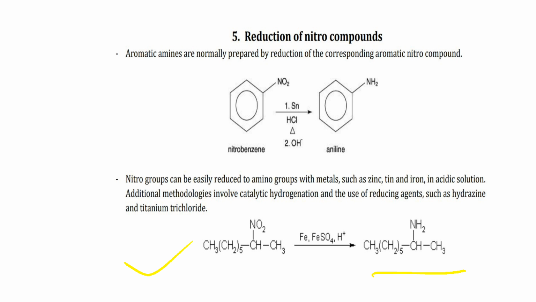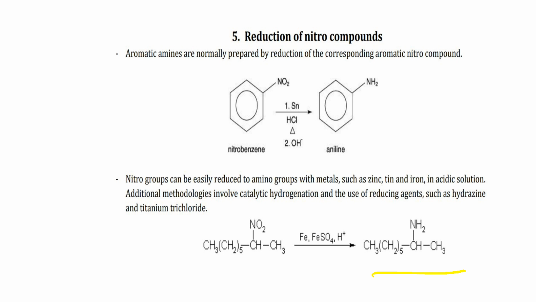Secondary amine. The nitro group can be easily reduced to an amino group with metals such as zinc, iron, or tin in acidic solution. Additional methodology involves catalytic hydrogenation and the use of reducing agents such as hydrazine and titanium trichloride.